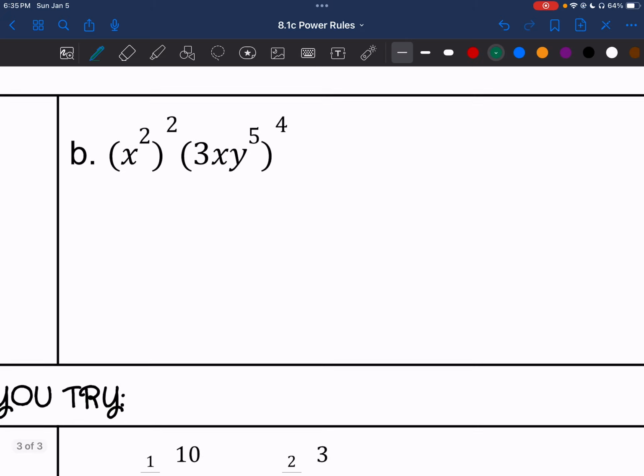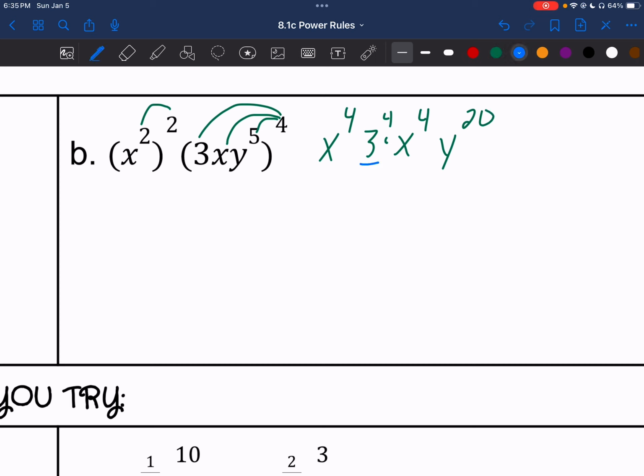All right, letter B. We are distributing, so you're going to get x to the 4th power. You do it to the first term. We have 3 to the 4th power times x to the 4th power times y to the 20th power, because 5 times 4 is 20.